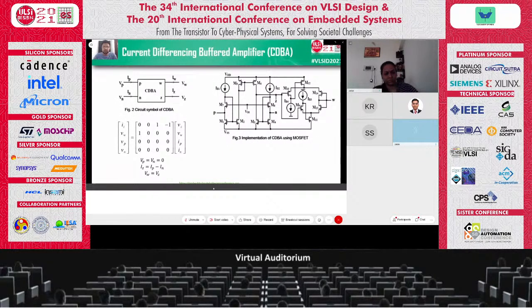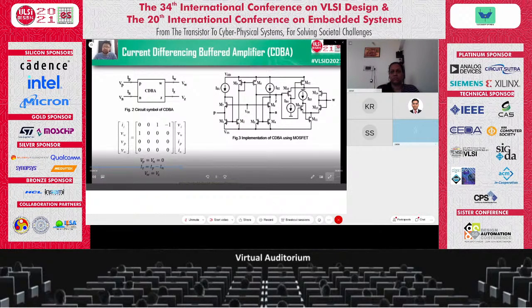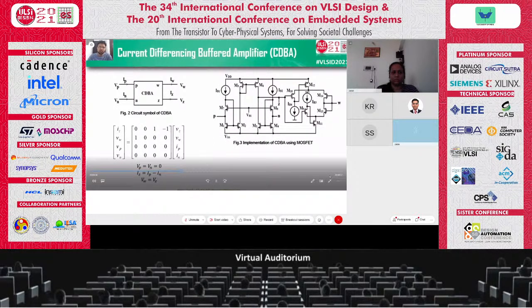So, the current differencing buffered amplifier. The CDBA consists of a unity gain current differencing unit and a voltage buffer. It consists of four terminals. P and N are the input terminals, and W and Z are the voltage and current output terminals. The current-voltage relationship can be represented in this matrix form. From here we can see that Vp is equal to Vn is equal to 0. That means the input terminals are internally grounded, thereby eliminating the parasitic capacitances.